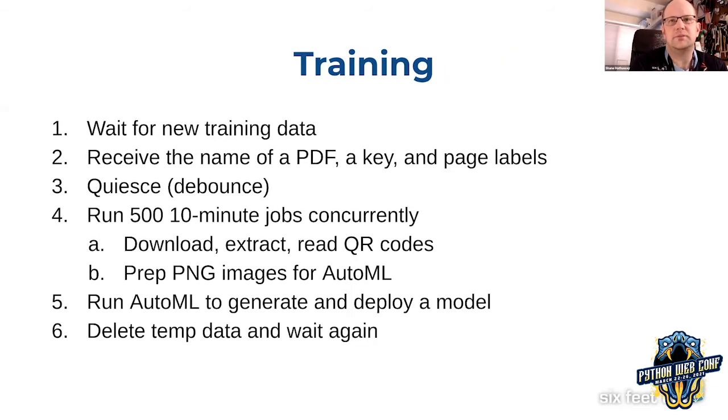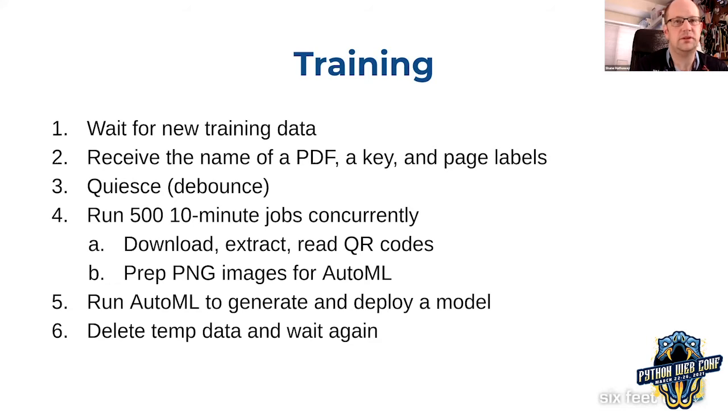So here's the training process. We wait for new training data. And when new training data arrives, we receive from the client the name of a PDF, which we have to fetch from Backblaze, an encryption key, and the page labels to apply to each page in that PDF.